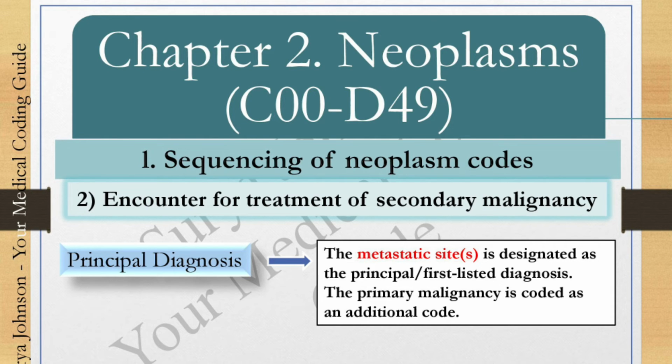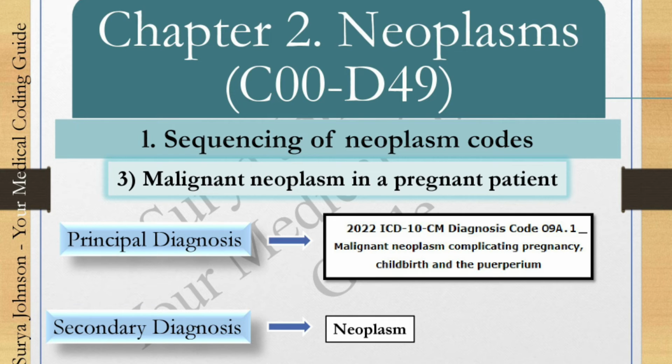The third one under the sequencing of neoplasm codes is malignant neoplasm in a pregnant patient. When I say pregnancy, you should know that one, because we already saw it in the previous videos. The O codes, the pregnancy codes, precede all the other codes. So O9A.1, this series, which is the malignant neoplasm complicating pregnancy, childbirth and puerperium, should be coded first, followed by the neoplasm as a secondary diagnosis.